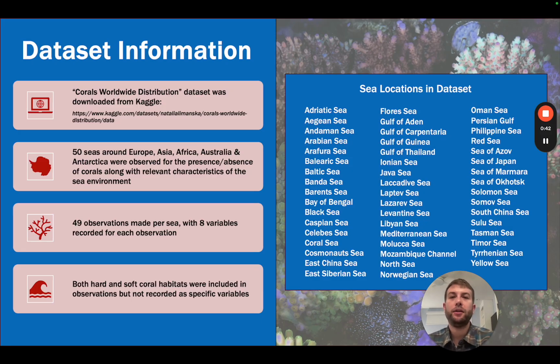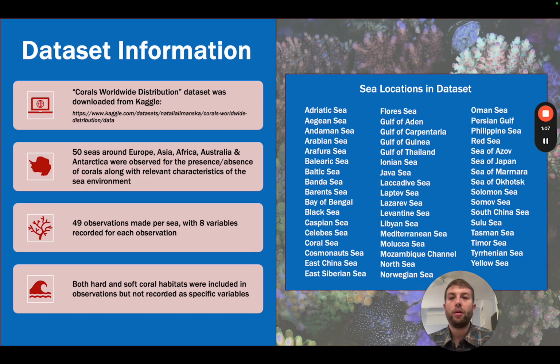The dataset I chose to analyze was on worldwide coral distribution and was sourced from Kaggle. It included data from 50 seas across Europe, Asia, Africa, Australia, and Antarctica, observing coral presence and other characteristics of those seas. Each sea had 49 observations recorded within its boundaries and 8 variables describing them.